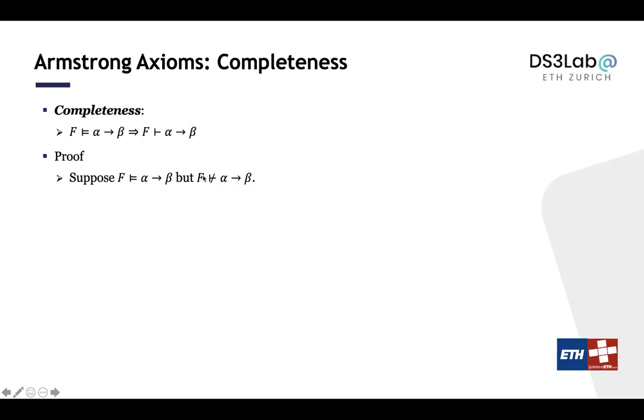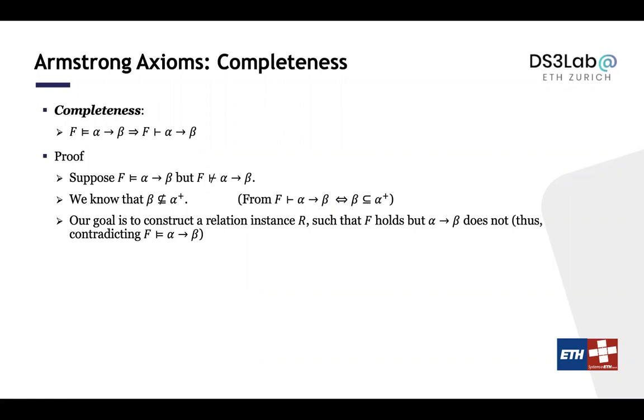Assuming this is true, we try to derive a contradiction. We know that beta cannot be a subset of the closure of alpha. Why? This is because of the statement we just proved. So beta cannot be a subset of the closure. It means that beta must contain some attribute that's not in the closure of alpha. And our goal is to construct a relation instance R such that F holds in R, but alpha to beta does not hold in R. And this will give us a contradiction.